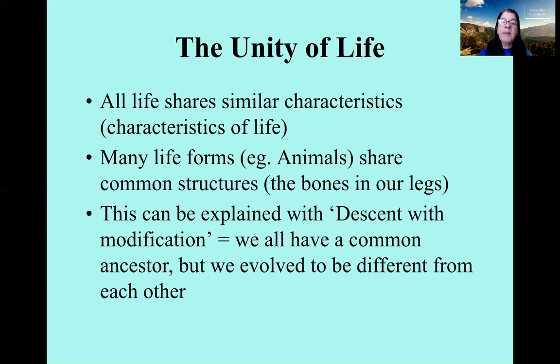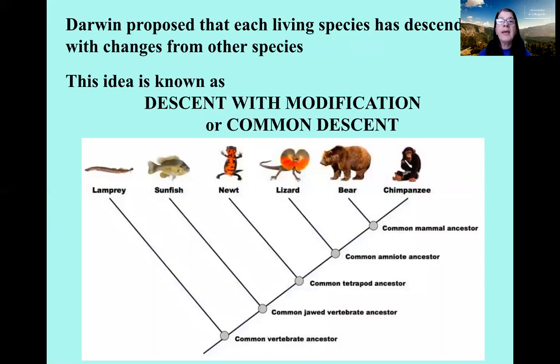This can all be explained with descent with modification, which is what Darwin called his theory of evolution. He actually never called it evolution. He called it descent with modification. And descent with modification means that we all have a common ancestor, but we have evolved over time to be different from one another. And Darwin proposed that each living species has really descended with changes from another species. And this is known as descent with modification, or also known as common descent.